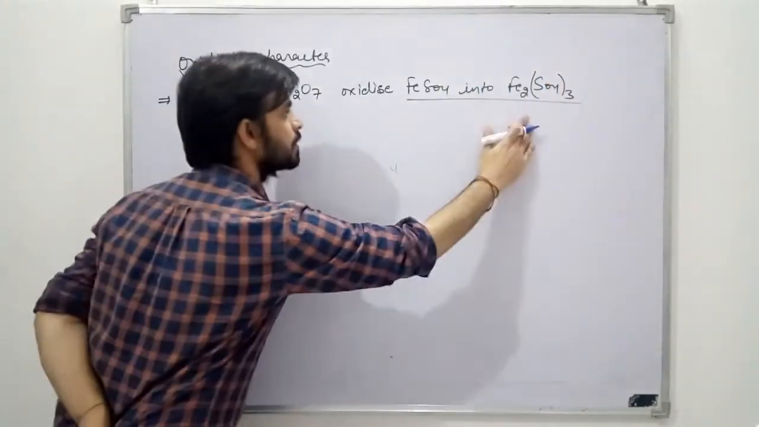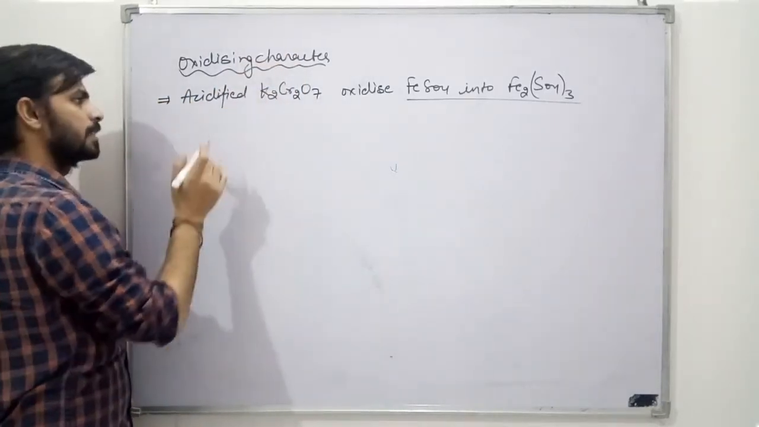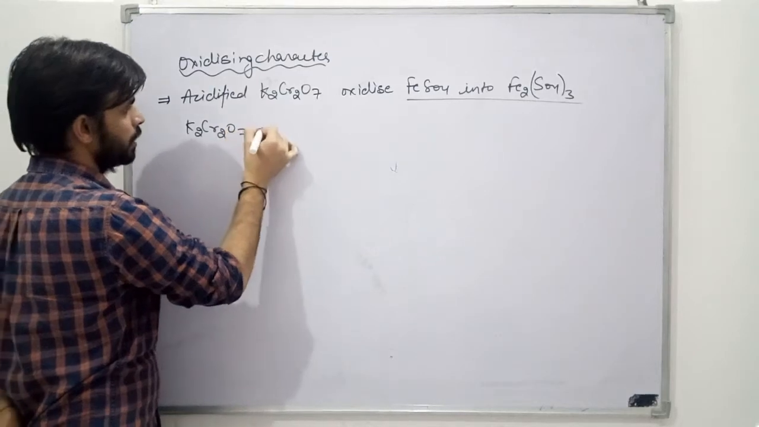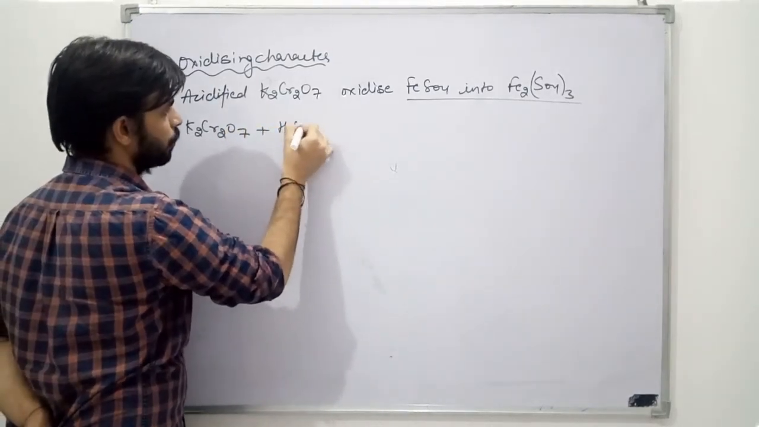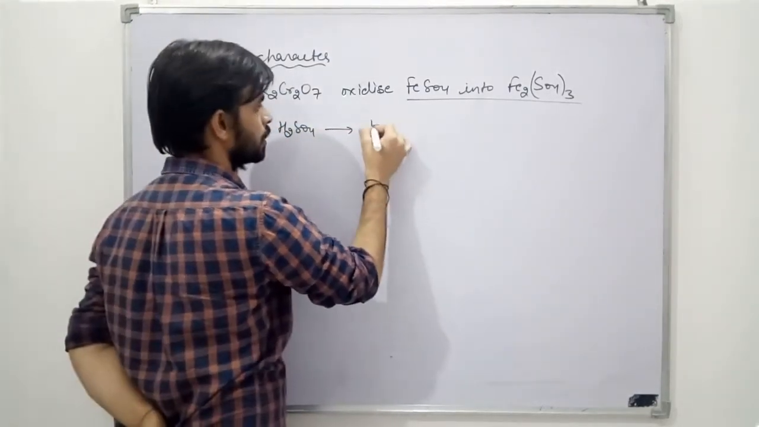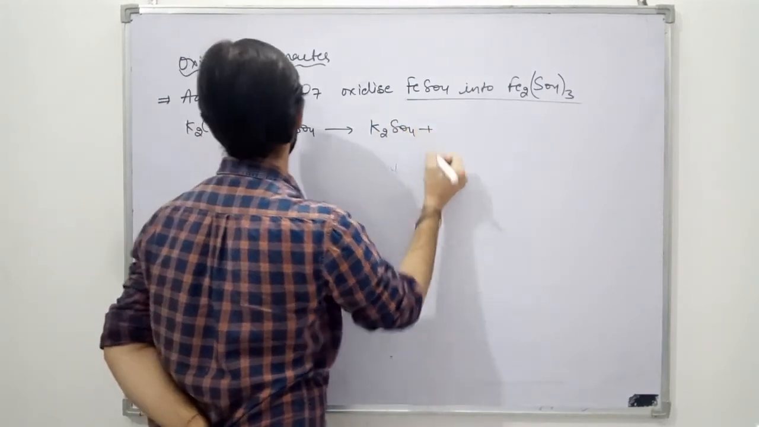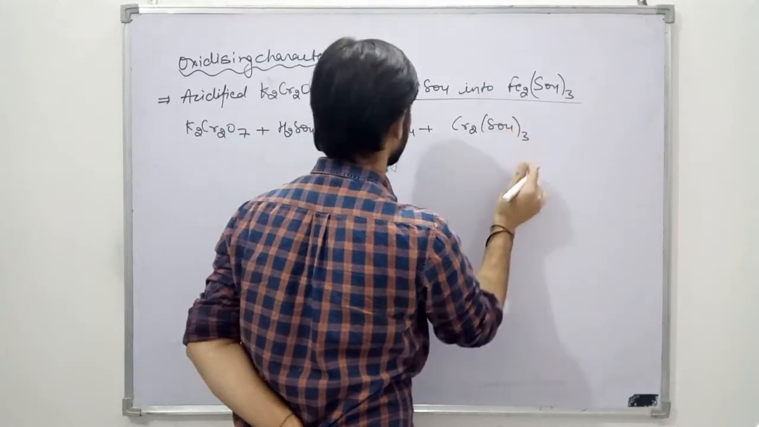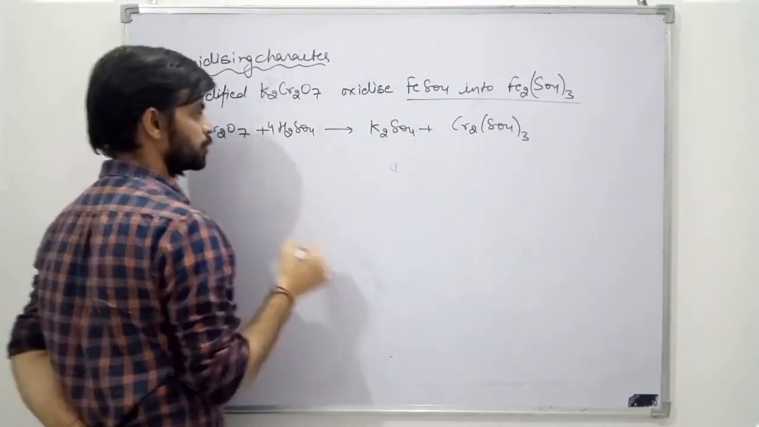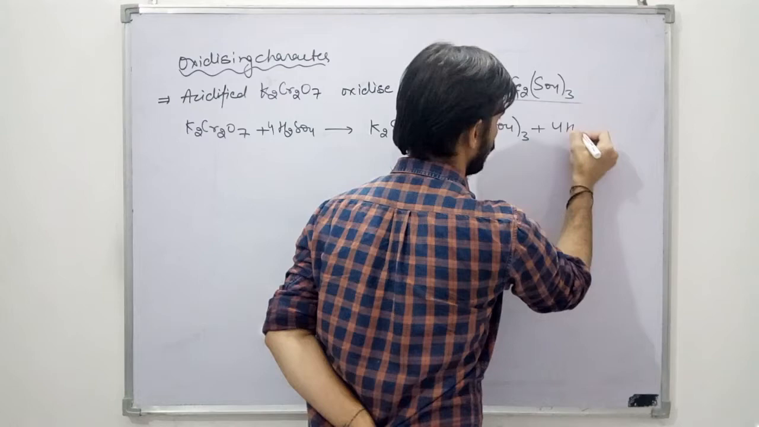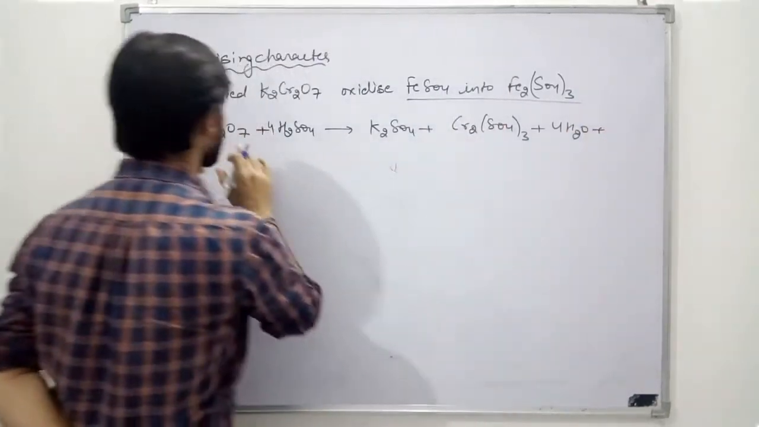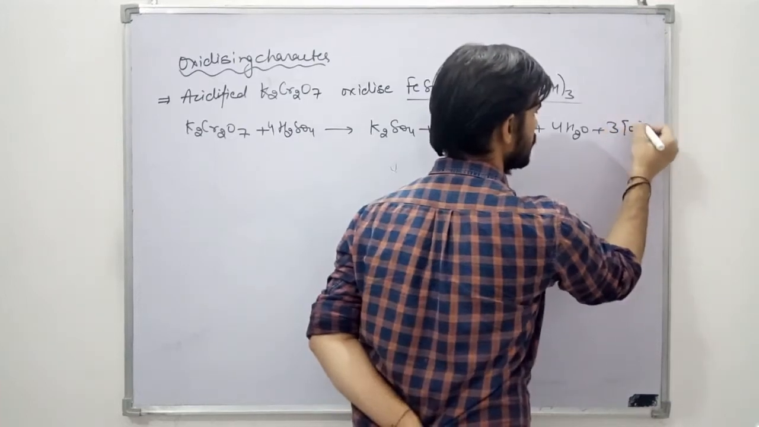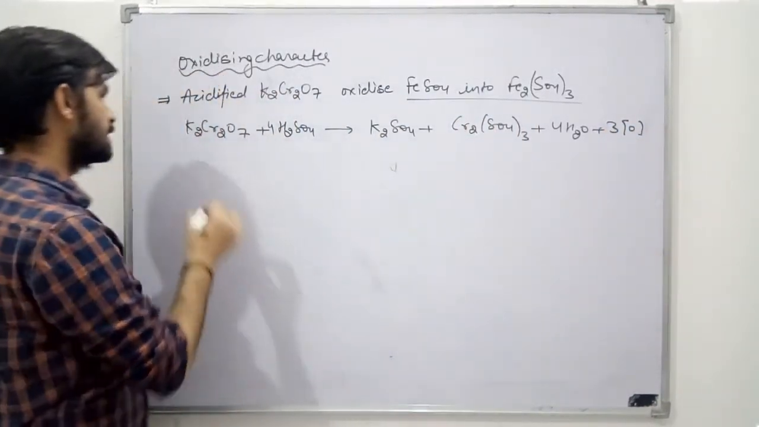Let's repeat the same process as we have done right now. K2Cr2O7 plus H2SO4 will convert into K2SO4 plus Cr2(SO4) whole thrice, 4H2O plus 7. We have used 4 oxygen, that means 3 nascent oxygens which are responsible for the oxidizing character.